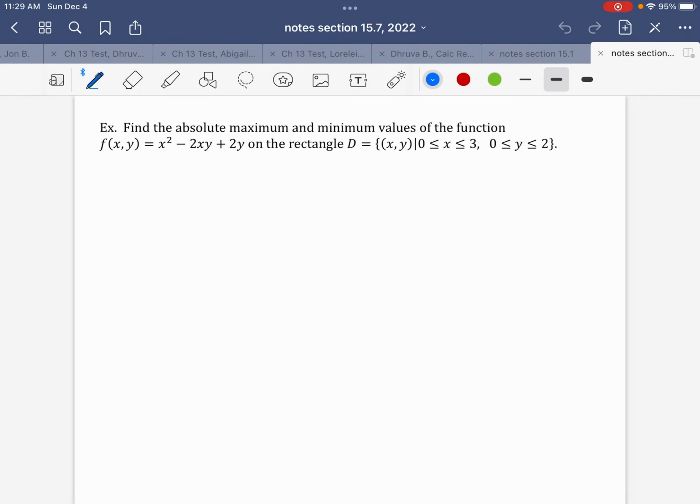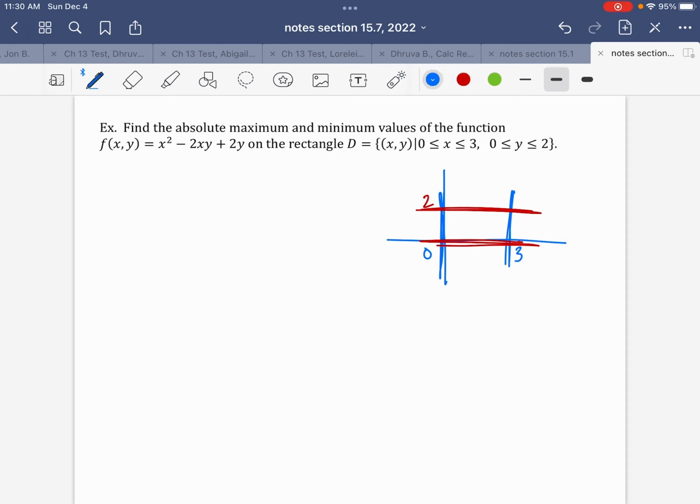All right, here's the example that we did in class that was similar to the test question you're asking about. You are trying to find the absolute minimum and maximum values of this function, and you're doing it over this rectangle here. So you're doing it over the space between x equals 0 and 3. So that's a plane at x equals 0 and a plane at x equals 3. And then also from y equals 0 to y equals 2. All right, and so that's your little area.